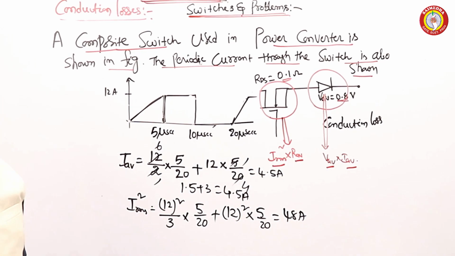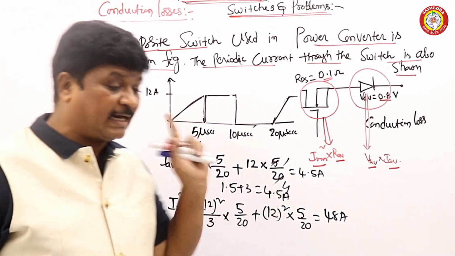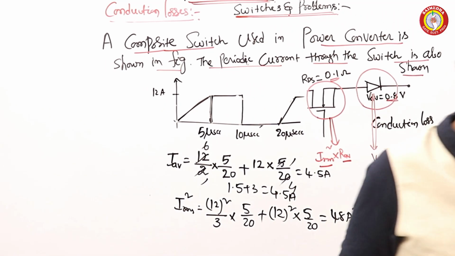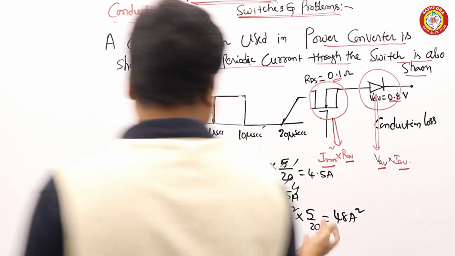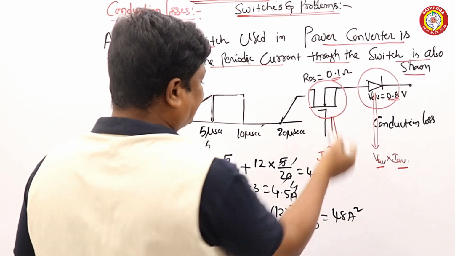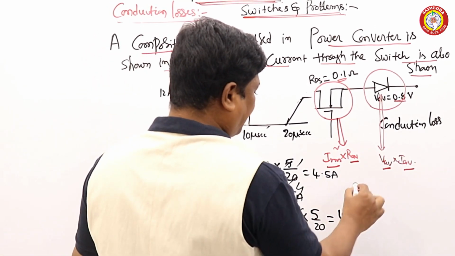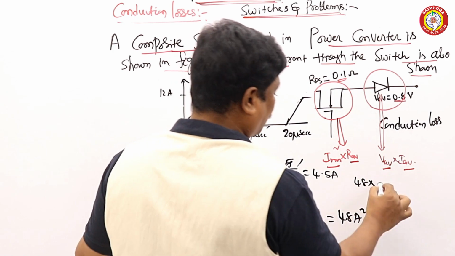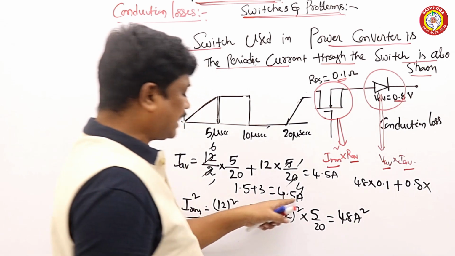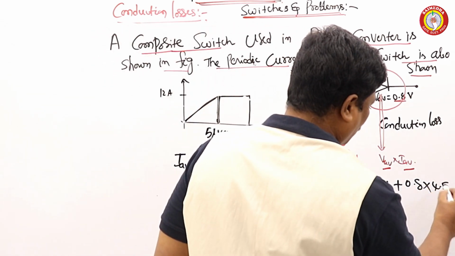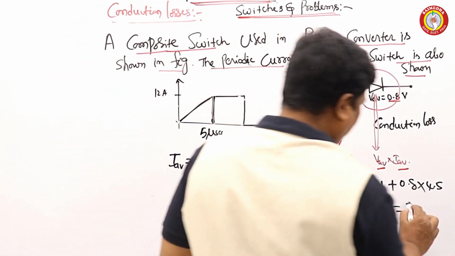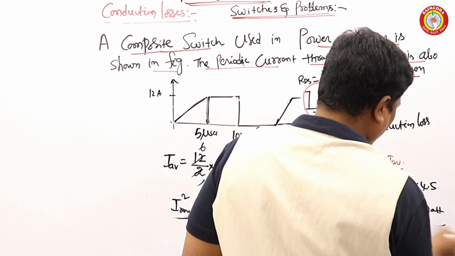IRMS square, I'm telling you, not the RMS value of current. IRMS square is 48 ampere square. So then what is the RMS value? You don't require the RMS value because we require IRMS square only now. Then, what are the losses in this device? What can you write here? IRMS square 48 into 0.1 plus V average, which is 0.8, into the current you calculated, 4.5. If you simplify this, we can get 8.4 watts.